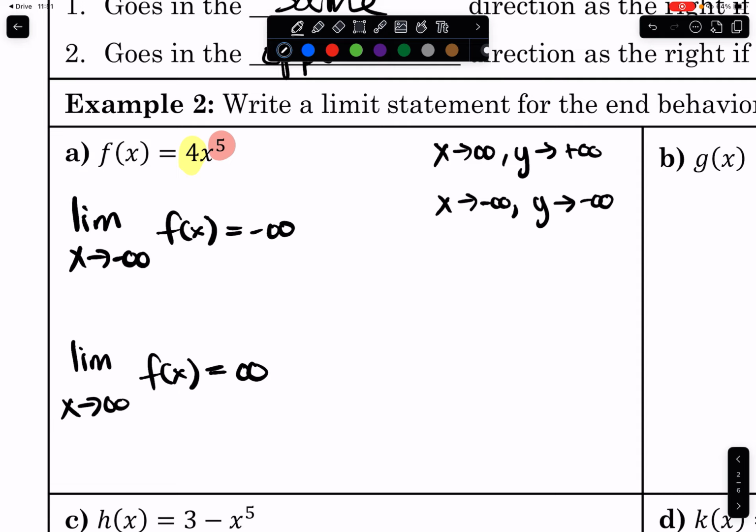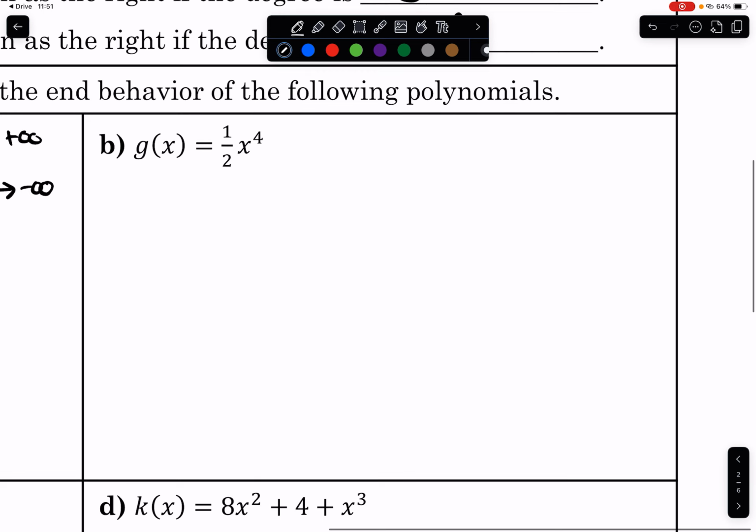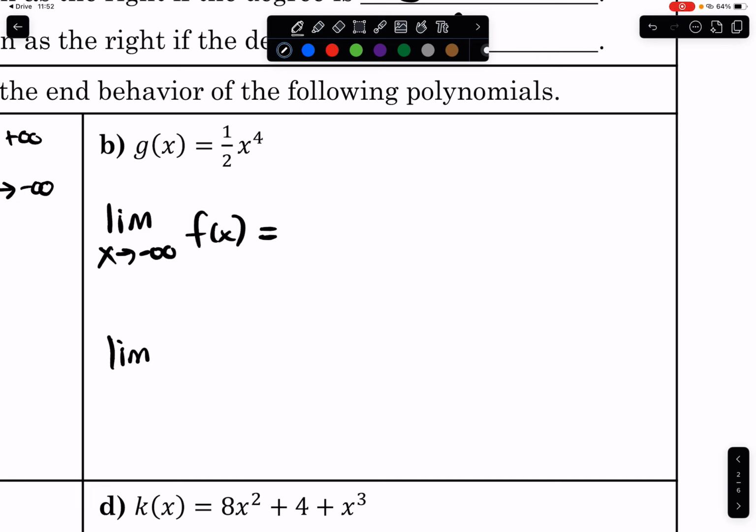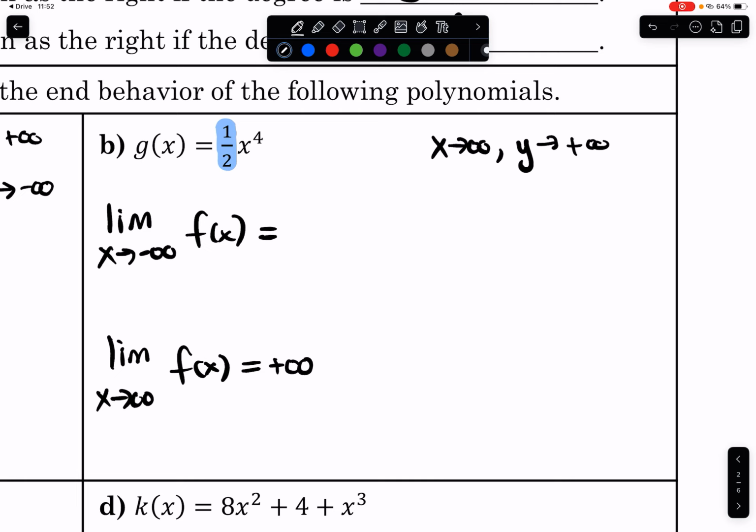Let's look at example B now. So for this example, let's write this first, and we'll figure out what it's going to equal. That's your left end. This one is the right, and let's see what's going to happen on these. So for the right, as x approaches positive infinity, we're going to figure out what happens to the y values by looking at this number right there. Well, since that number is positive, that means that the right end is going to go towards positive infinity. So positive infinity. You have to write the positive sign, not just infinity.